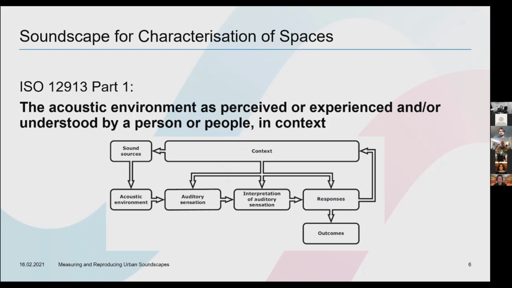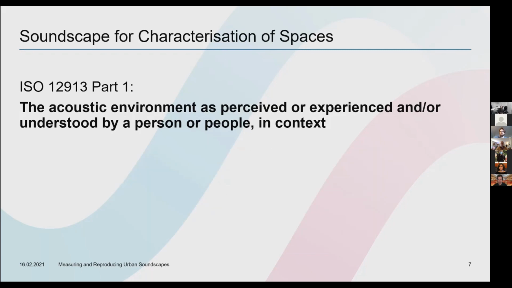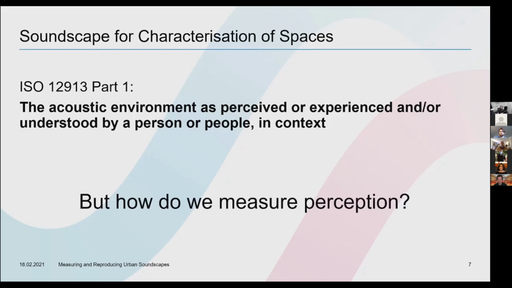This is the diagram that the ISO gives, trying to illustrate how this works. We have the sound sources that we can all imagine, which form the acoustic environment and interact with a person's context, either visual context or their personal factors and backgrounds, to create an auditory sensation and interpretation and result in perceptual outcomes. But this raises the question of how we measure perception. I think pretty much all of us here are engineers one way or another, and we want to know how we actually measure that, and how we talk about that.